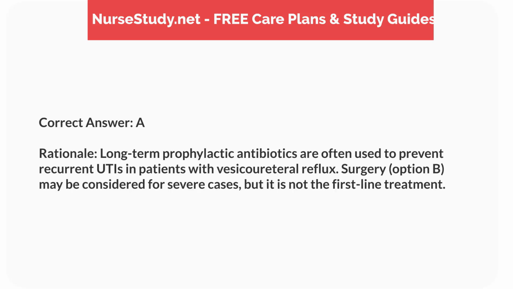Correct answer, A. Rationale: long-term prophylactic antibiotics are often used to prevent recurrent UTIs in patients with vesicoureteral reflux. Surgery, option B, may be considered for severe cases, but it is not the first-line treatment.